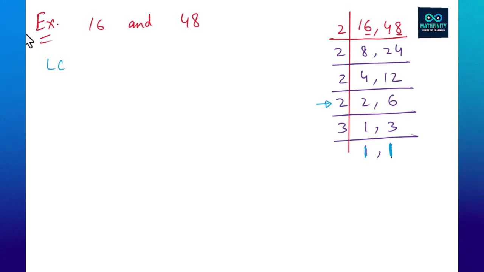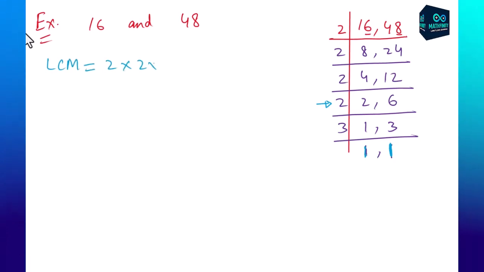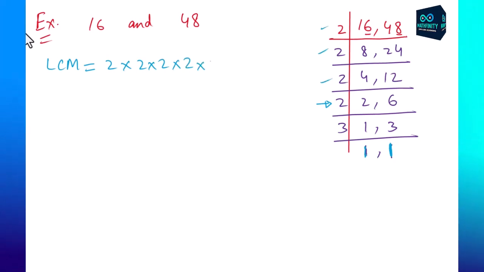After this we can write LCM 2 times 2 times 2 times 2, because 2 came 4 times, and then times 3. 2 times 2, 4. 4 times 2, 8. 16. 16 times 3, 48. So the LCM we got is 48.